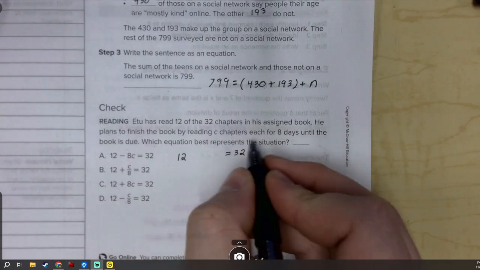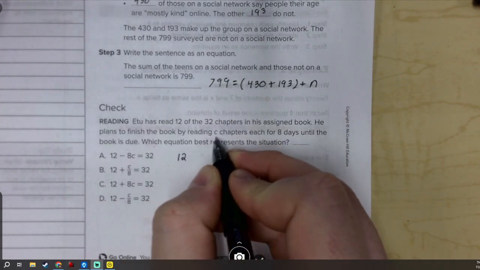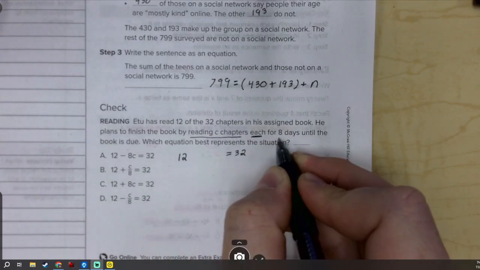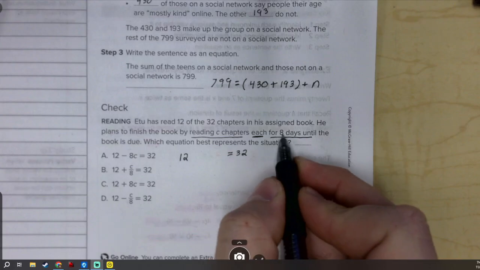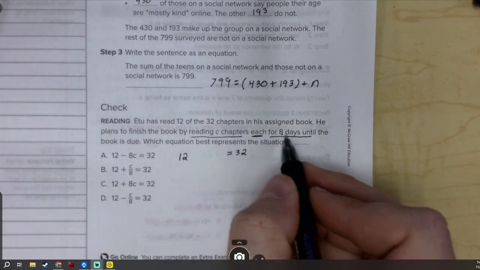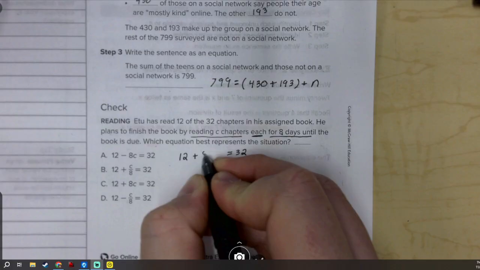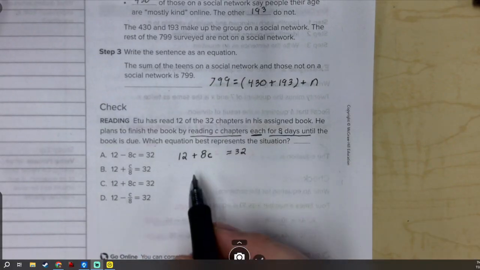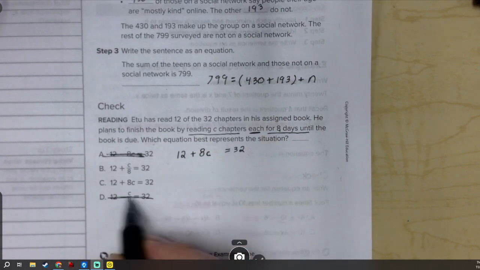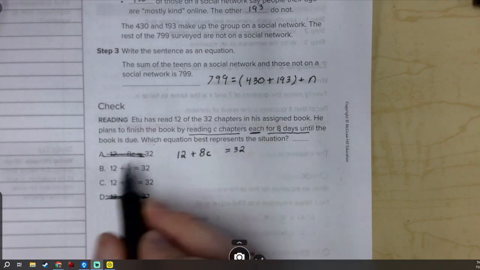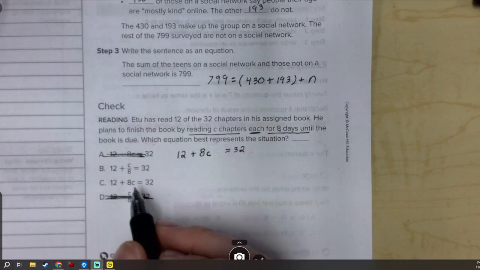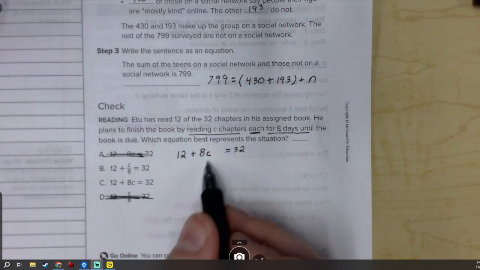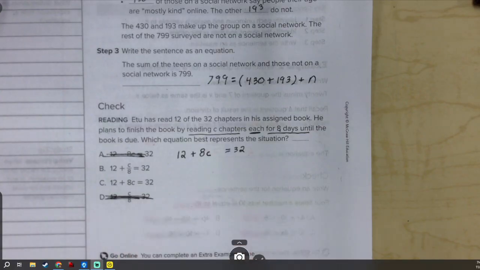All right. So he's reading C chapters each for 8 days. So that means each day is going to get C chapters. So that's going to be plus 8 times C. And that should equal 32. So it's not 12 minus. We're not dividing the chapters by 8. It says whatever the chapters are, they're going to read. They're going to do it every day for 8 days.